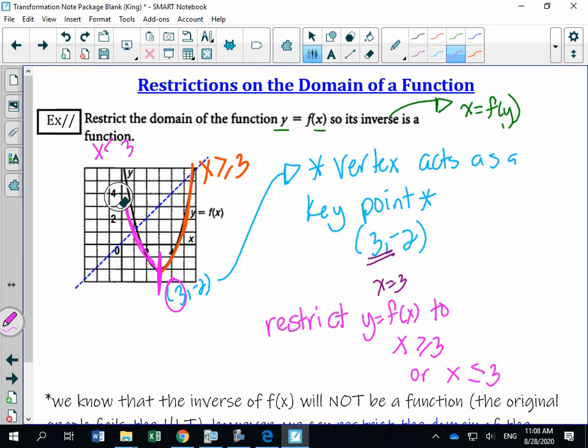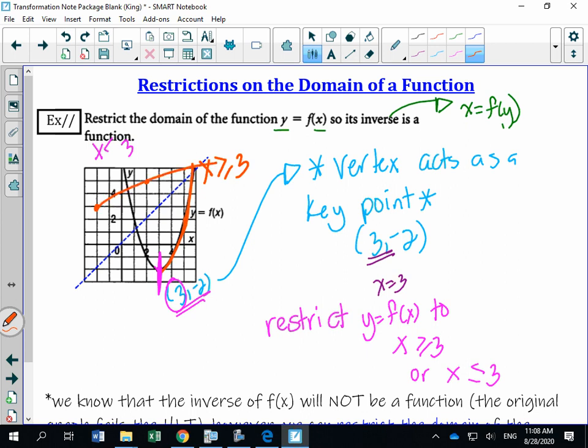If I'm just caring right now about this red piece, the inverse of that red piece: 3 comma negative 2 would be negative 2 comma 3. So negative 2 comma 3 would be there. And then this point, which was 5 comma 2, would be 2 comma 5, which would be right here. If I restricted my domain of the original graph to x is greater than or equal to 3, my new inverse would look like this.